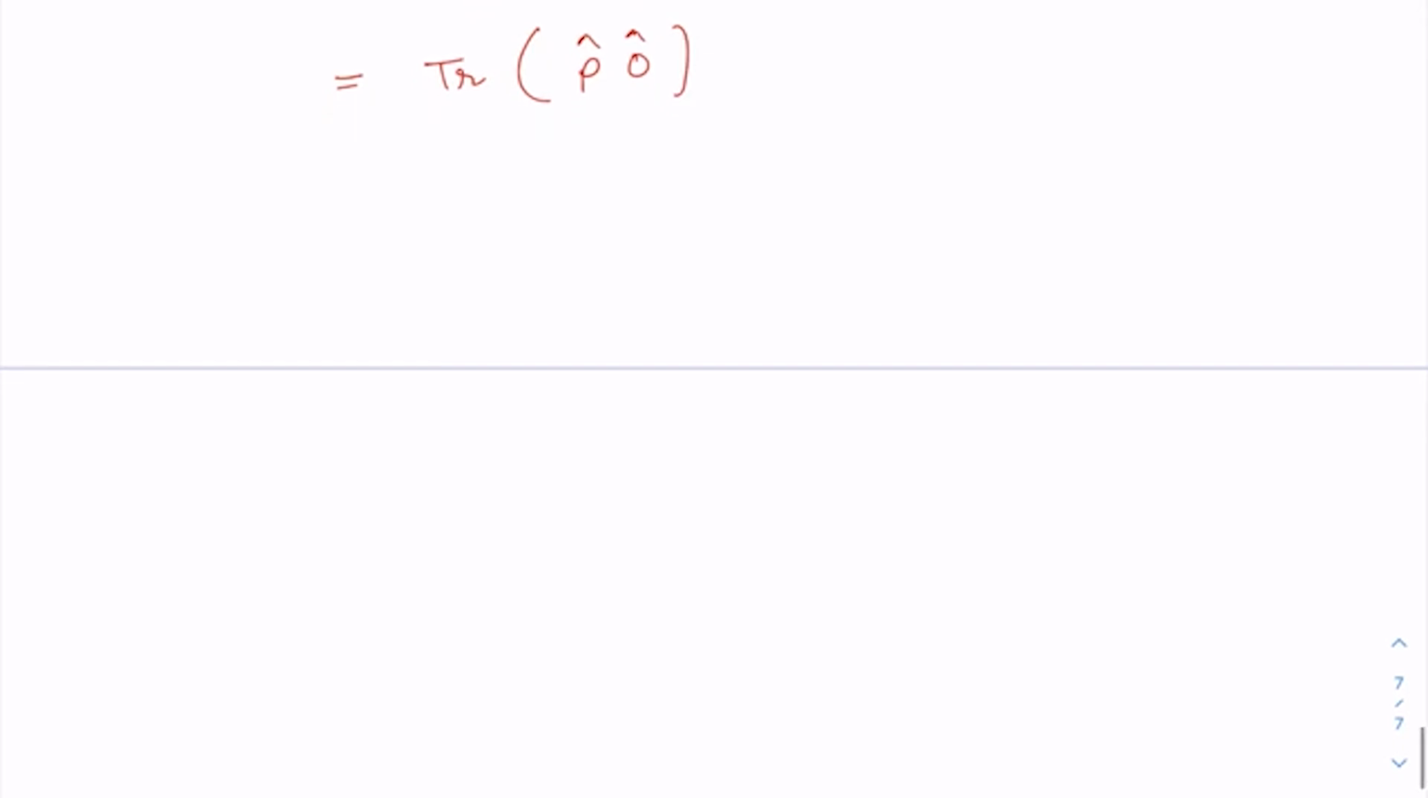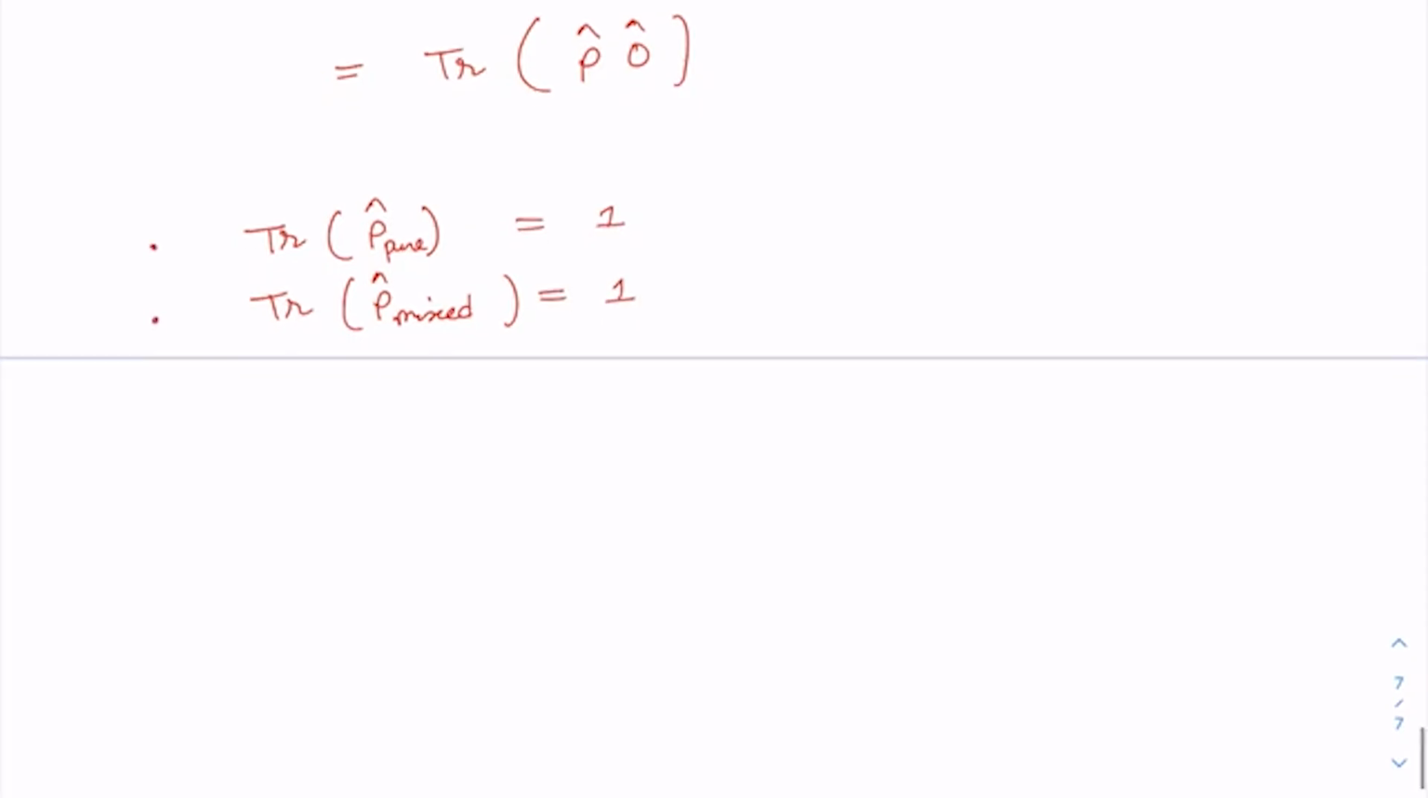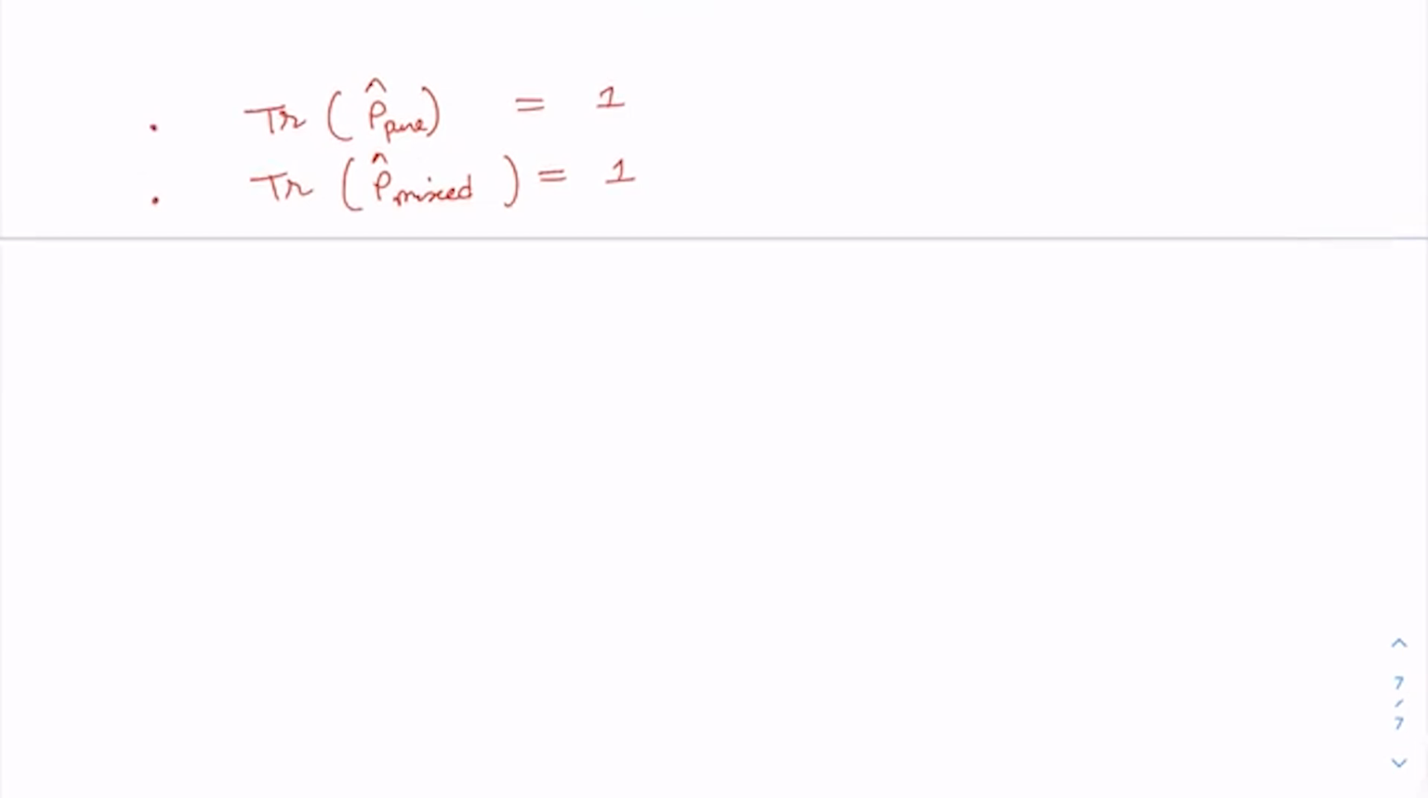This is very easy, because whether it is a pure state or a mixed state, the trace of rho is going to be equal to 1. The properties of the density operator or density matrix that I discussed previously are still valid, and that means these density matrices are normalized.